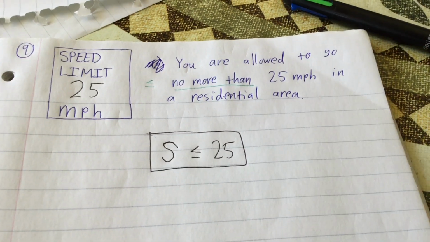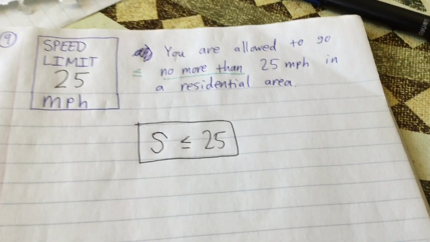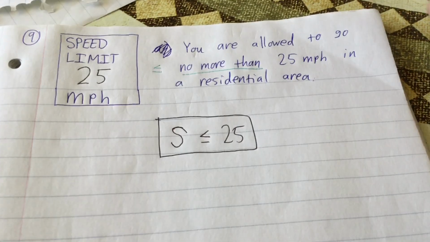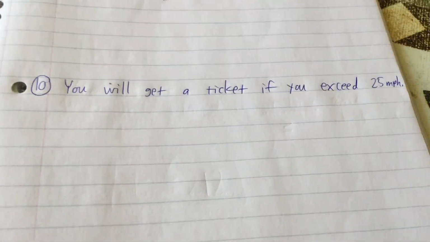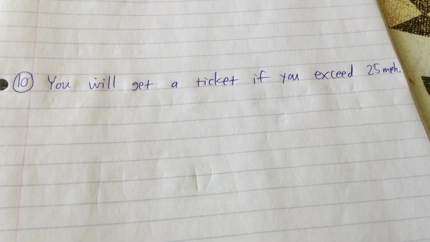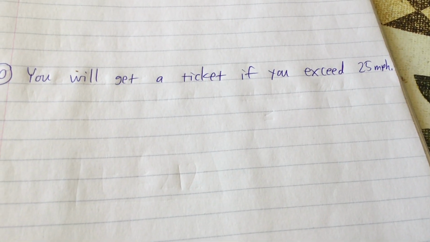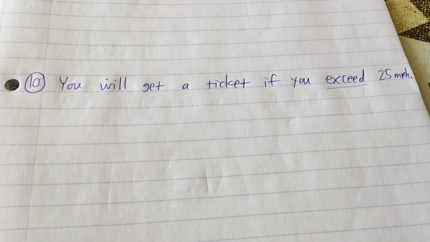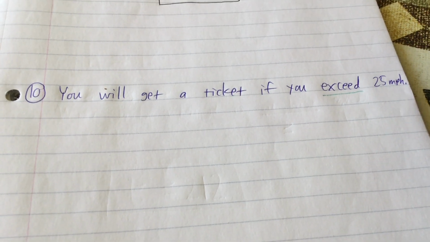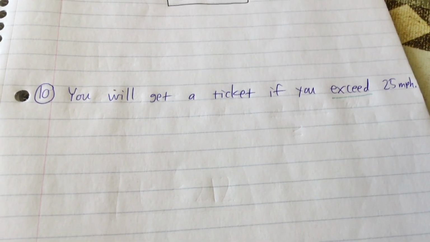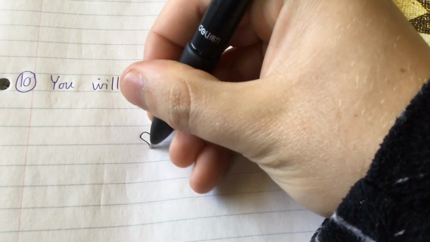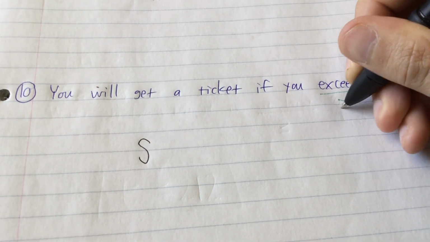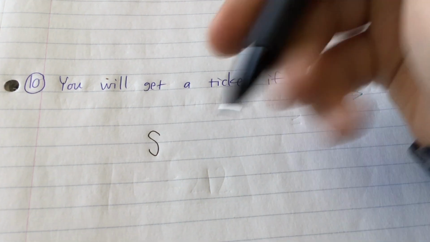26 miles per hour, you're going to get a ticket. No, I'm just kidding. There's typically some flexibility, but you shouldn't go higher than 25 miles per hour in a residential area. Now, on the contrary, you will get a ticket if you exceed 25 miles per hour. What does exceed mean? It means go higher than. So if you're going faster than 25 miles per hour, you're going to get a ticket. So S is greater than 25.